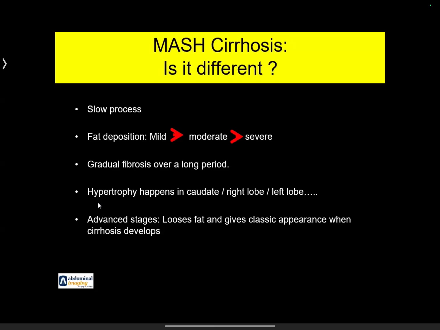Initially, there is hypertrophy in the liver. There are areas of the liver which start getting hypertrophy, while in the advanced stages, the liver actually loses fat. The LFTs start becoming normal as cirrhosis develops, and at a later stage, the classic appearance comes and then the LFTs get deranged.